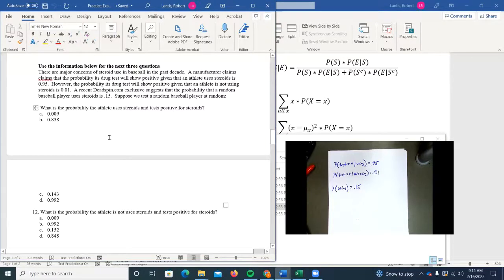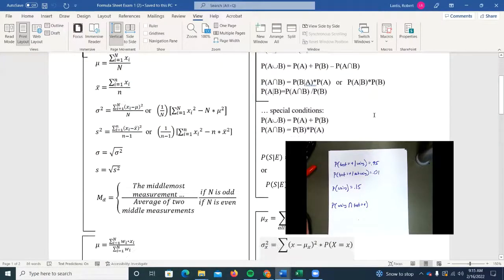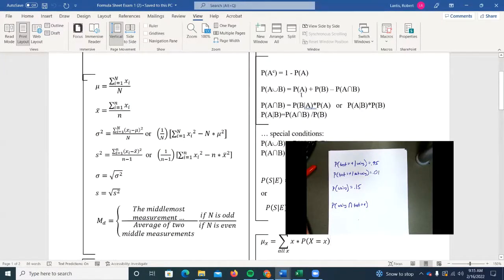So the very first problem is, what is the probability the athlete's using steroids and tests positive? So what we want to find is the probability that they're using and the test comes back positive. So I'm looking for the probability of an intersection. I go over here to my formula sheet. Looks like I've got some equations here.